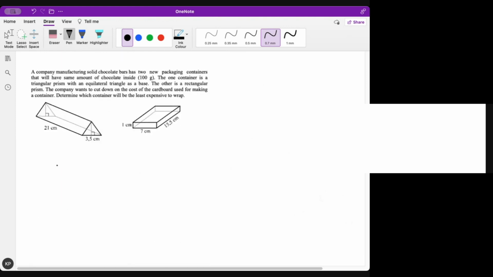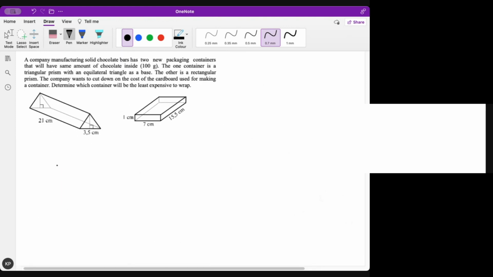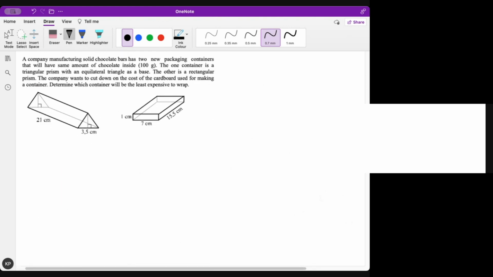That one is too easy for you guys. Let's move on to something three-dimensional. Okay. A company manufacturing solid chocolate bars has 2 new packaging containers that will have the same amount of chocolate. The one container is a triangular prism with an equilateral triangle as a base.